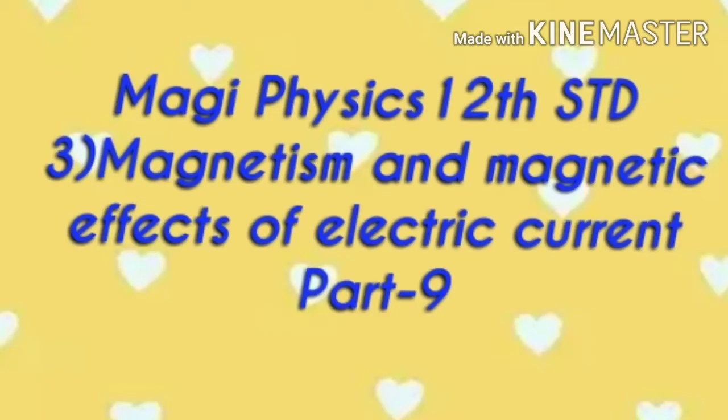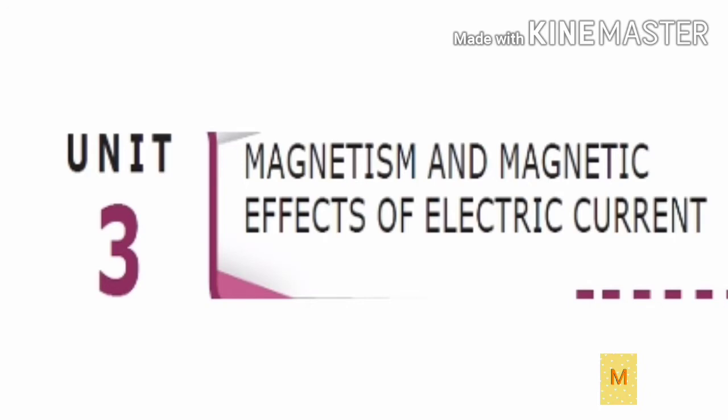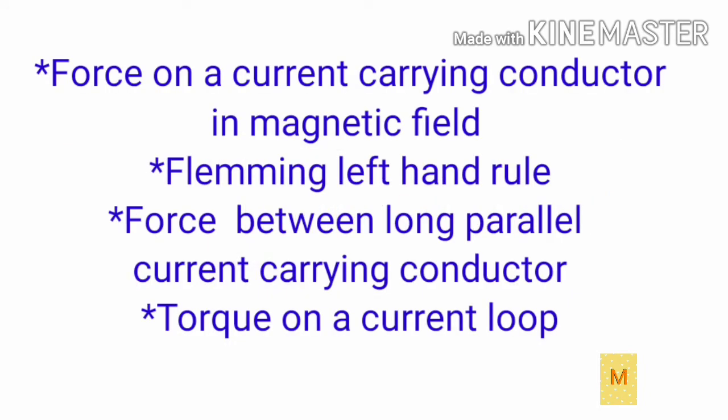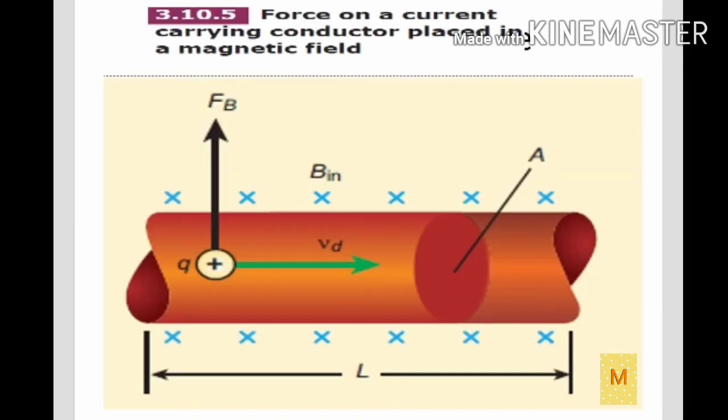Hello students, in this video we are going to discuss some important topics in the third lesson, magnetism and magnetic effects of electric current. First one is force on a current carrying conductor placed in a magnetic field. Here we are going to discuss what will be the force experienced by a current carrying conductor when it is placed in a magnetic field. Let us discuss that.